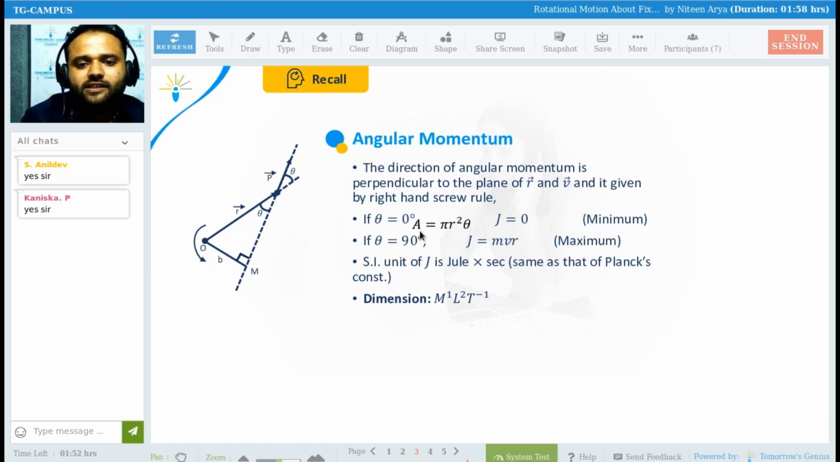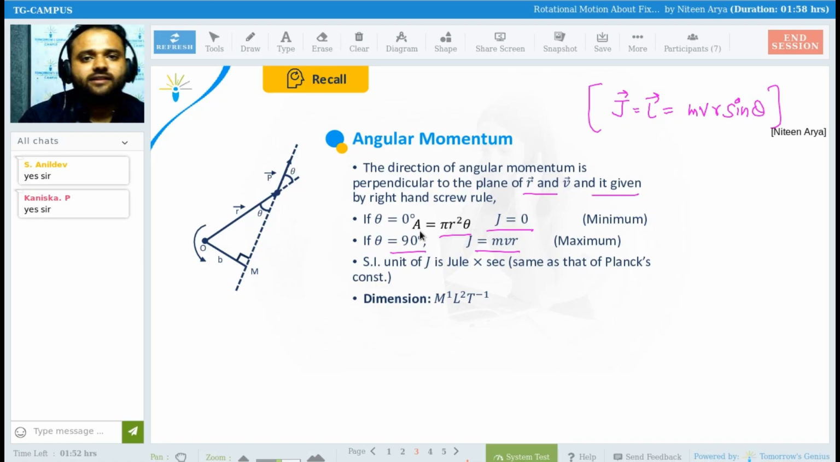The direction of angular momentum is perpendicular to the plane of r and v, and it is given by the right hand screw rule. We discussed this in great detail, so I'm not going to discuss it again and again. If theta equals 0 degrees, J is going to be 0, the minimum. For theta equals 90 degrees, J is going to be m v r, because J, or you can write L, equals m v r sin theta. Sin theta is 0 at 0 degrees and maximum at 90 degrees, so that is the minimum and that is the maximum.